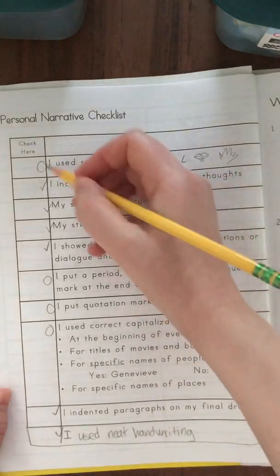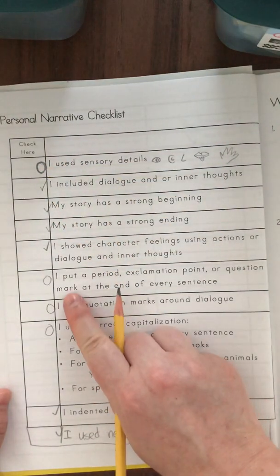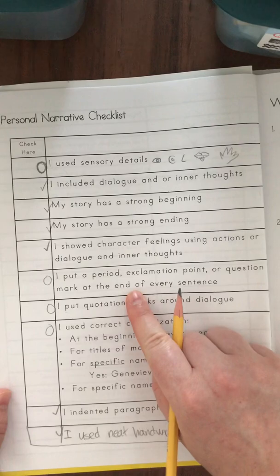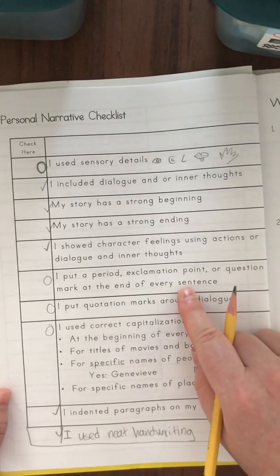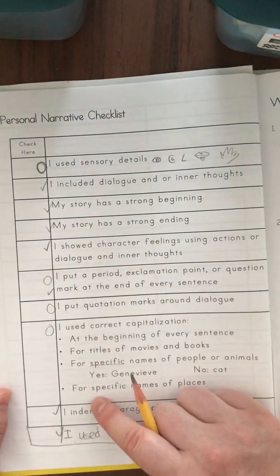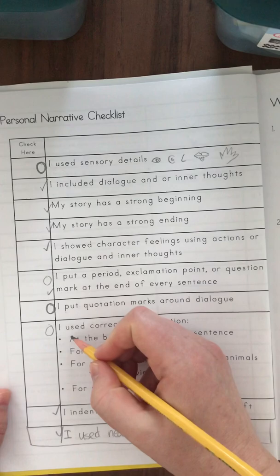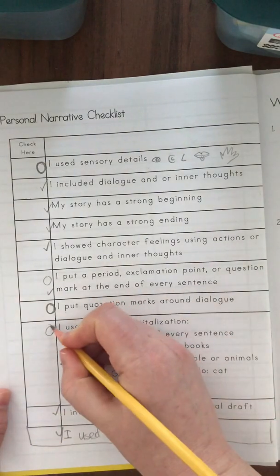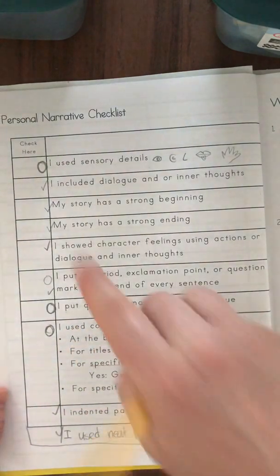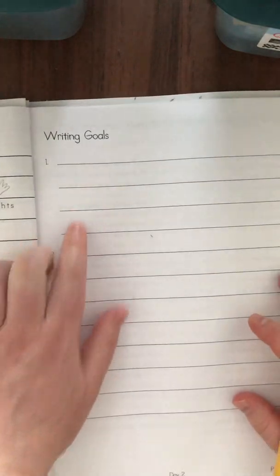I really think I need to work on using sensory details. And I put periods at the end of some sentences and not others, so I'm not going to choose that because it's kind of mixed between doing it and not doing it. I didn't use any quotation marks, so I really need to work on that. And I never capitalized, so I really need to work on that. So I'm choosing these 3. 1, 2, 3. So now I'm going to write my writing goals here.